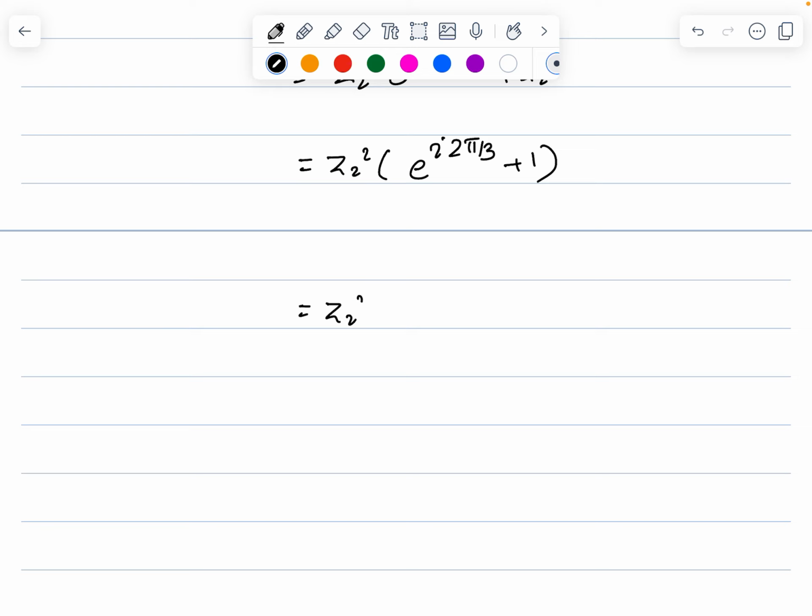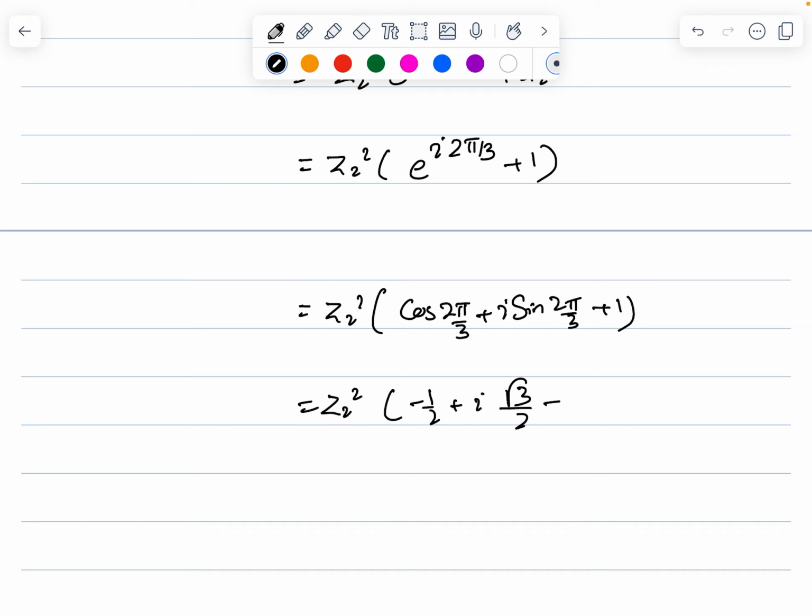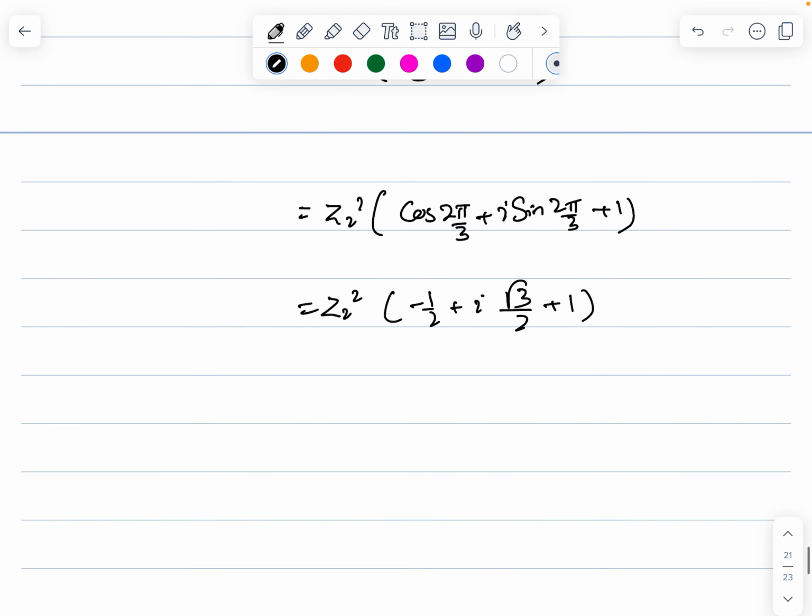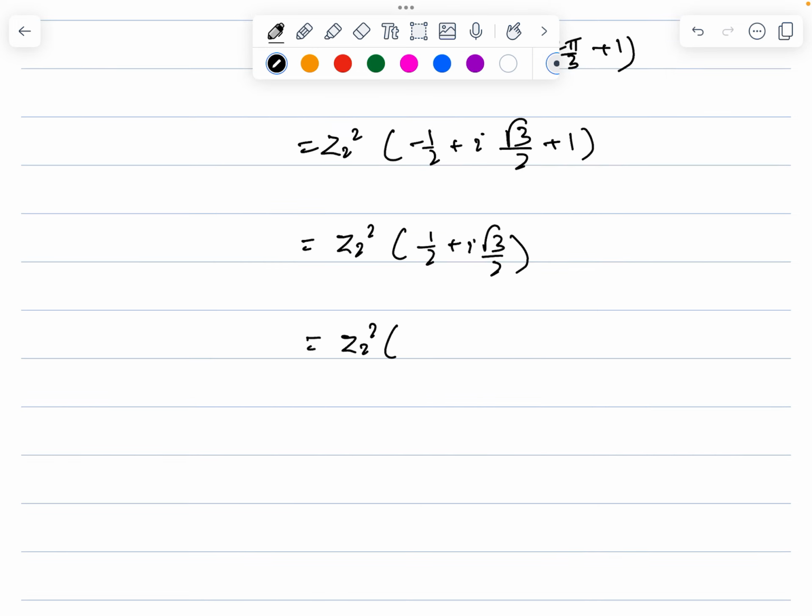So it becomes Z2 square, e to the power of I 2 pi by 3 is cos 2 pi by 3 plus I sine 2 pi by 3. I write it out one more step, cos 2 pi by 3 plus I sine 2 pi by 3 plus 1. Cos 2 pi by 3 is negative 1 by 2, sine 2 pi by 3 is root 3 by 2, plus 1. So it becomes Z2 square, 1 by 2 plus I root 3 by 2. So again it becomes Z2 square, cos pi by 3 plus I sine pi by 3, which becomes Z2 square e to the power of I pi by 3.